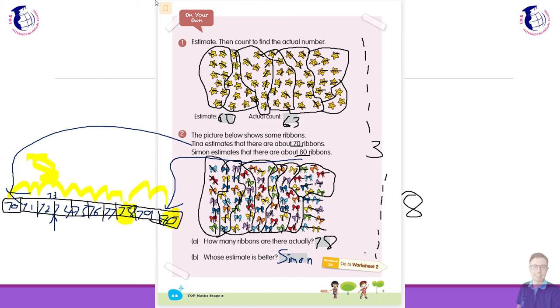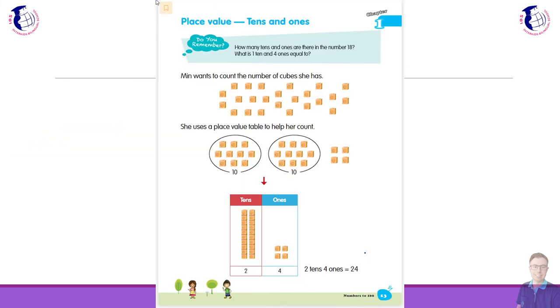Okay. Now, on to worksheet 2, which will be in your workbook, which will be part of your assignment at the end of this lesson. So let's have a look at a couple more pages before you do that. Place values, one of the most important things to know in maths. And we are dealing with tens and ones place values. Ones are also known as units.